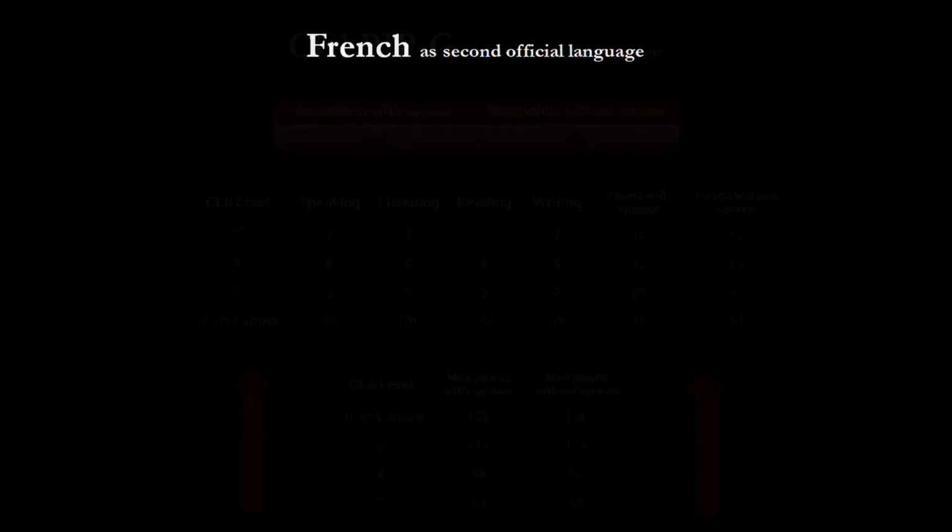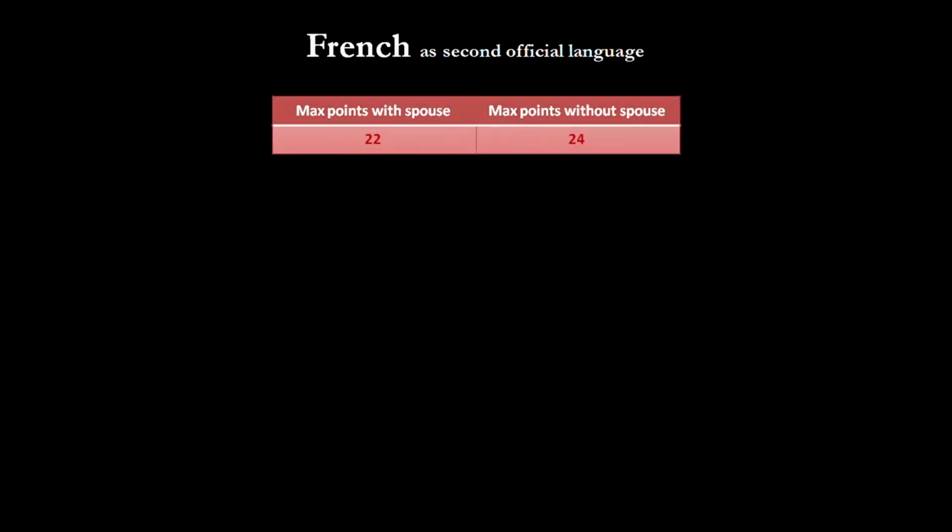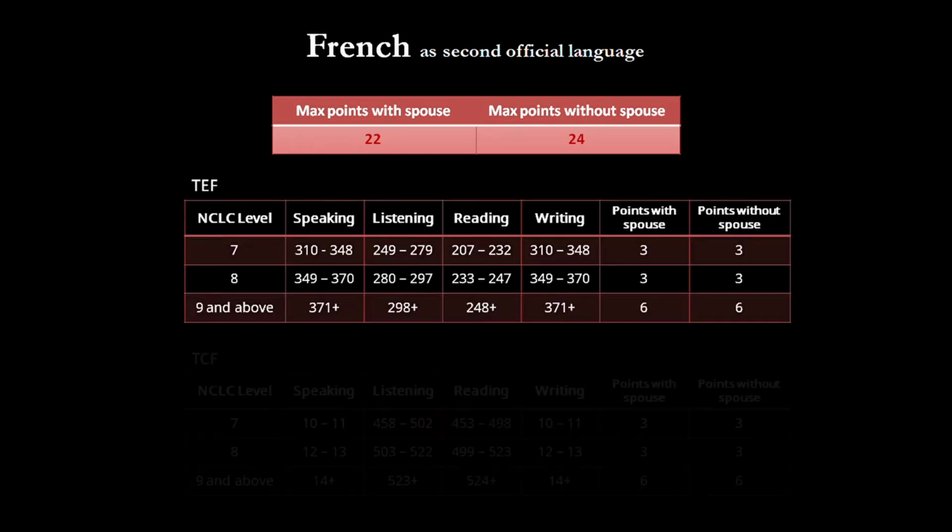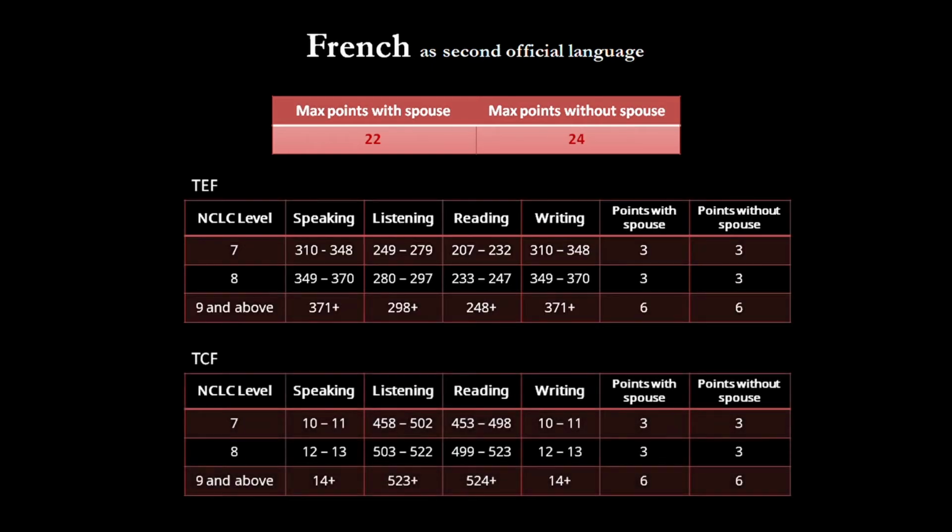So let's move on, considering French as the second official language. The maximum points you can obtain here is 22 with spouse and 24 without spouse. You can either appear for TEF or TCF. As you see on the screen, these are the points you need to obtain in order to get the maximum points out of each score you obtain.